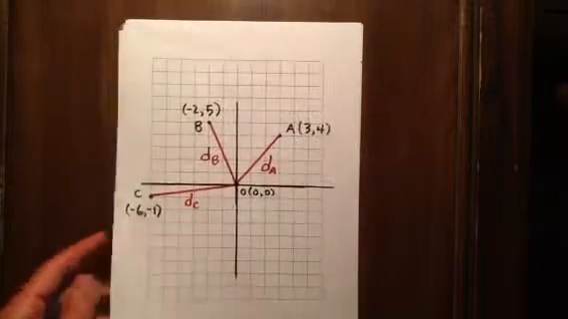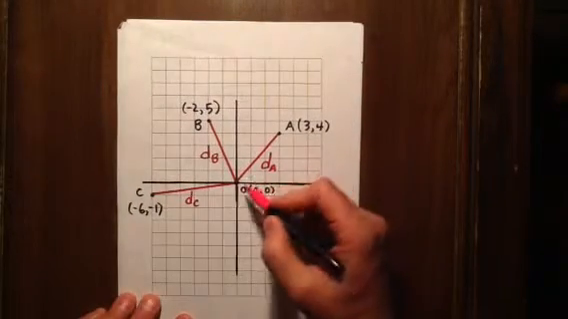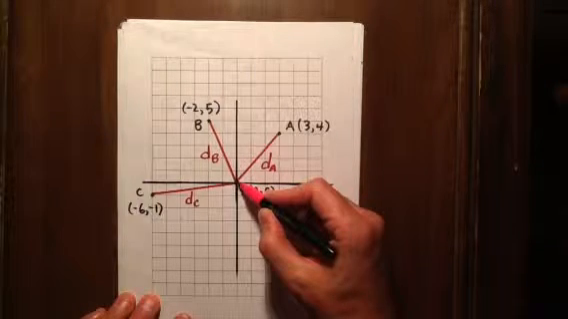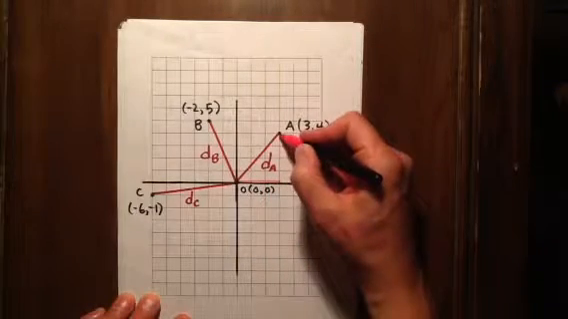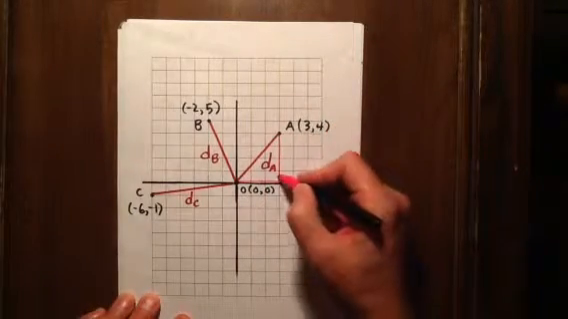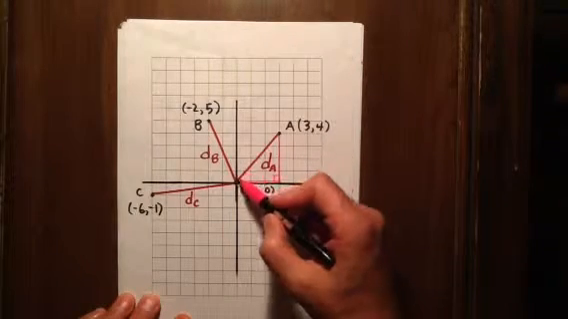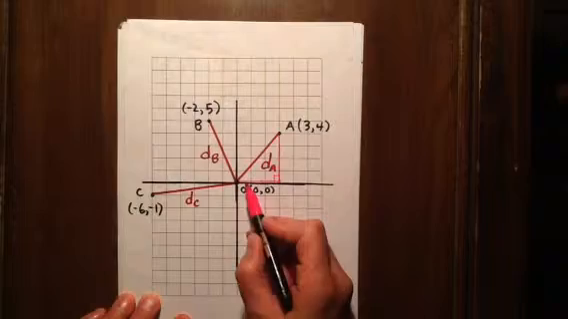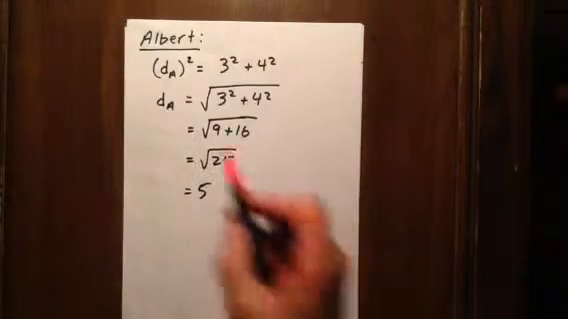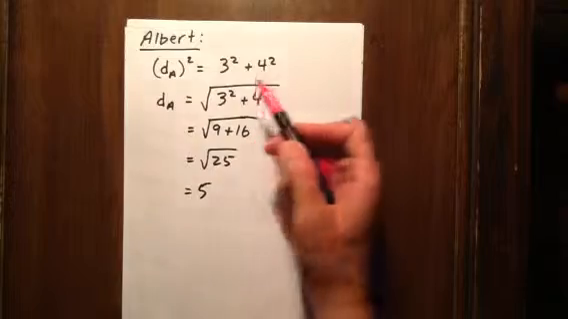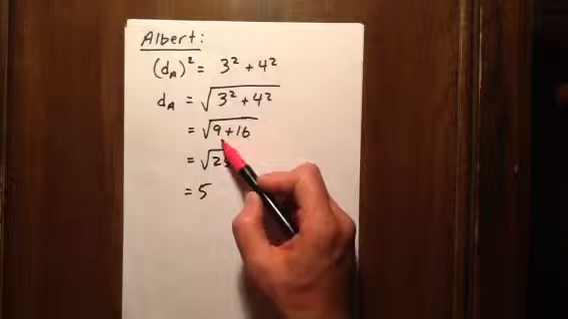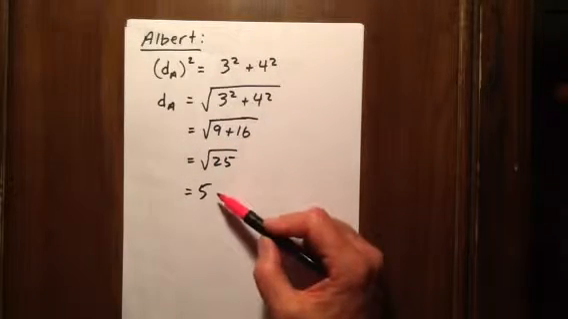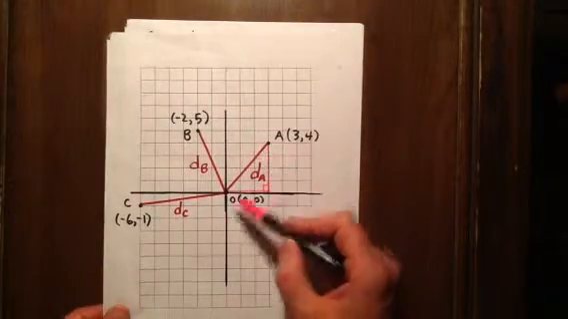If I wanted to think about how far Albert was away, I could think of this as a right-angled triangle. This is 3 squares long, right here. 1, 2, 3. And this is 4 squares long. 1, 2, 3, 4. And there's a right-angled triangle. So dA squared will equal 3 squared plus 4 squared. That means dA is the square root of 3 squared plus 4 squared. That means it's the square root of 9 plus 16, which is root 25, which is 5. So that would tell us that Albert was 5 units away from Olivia.